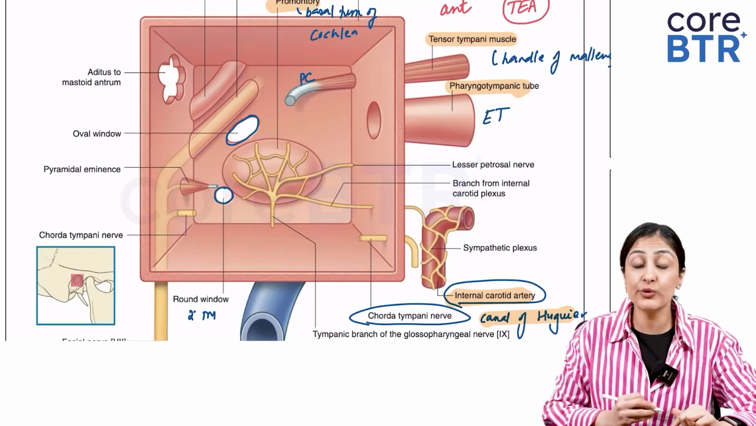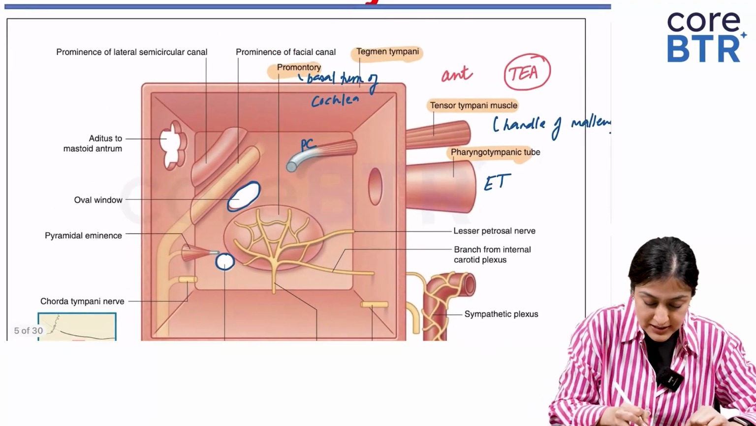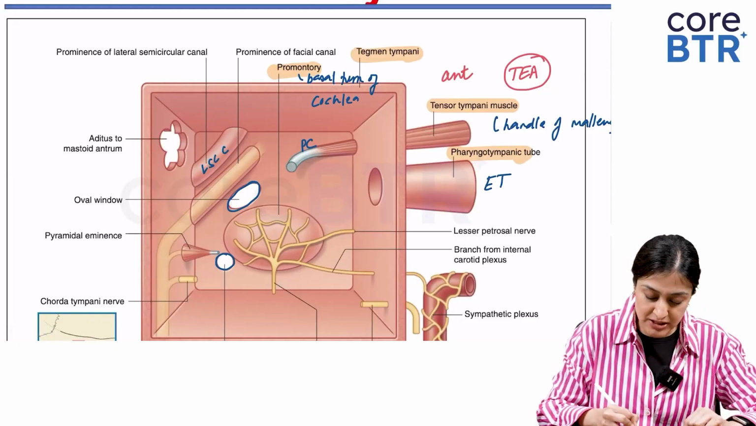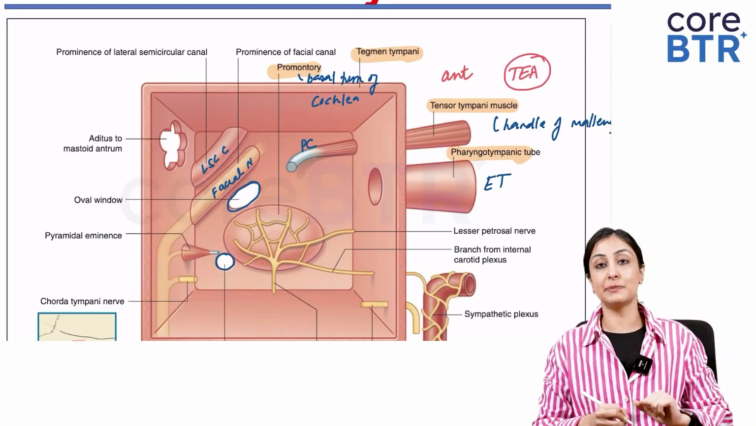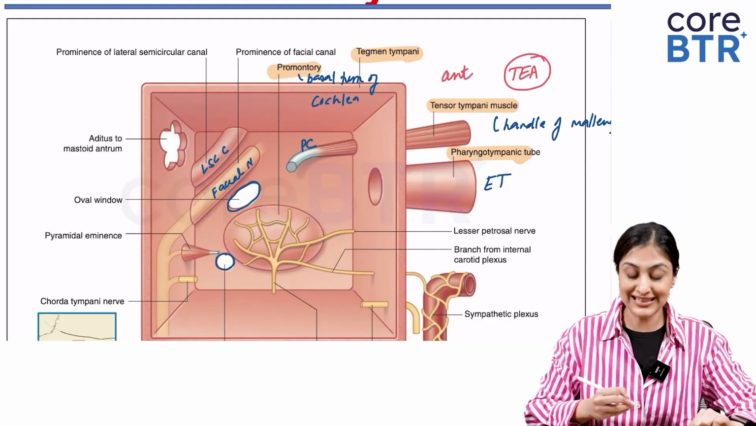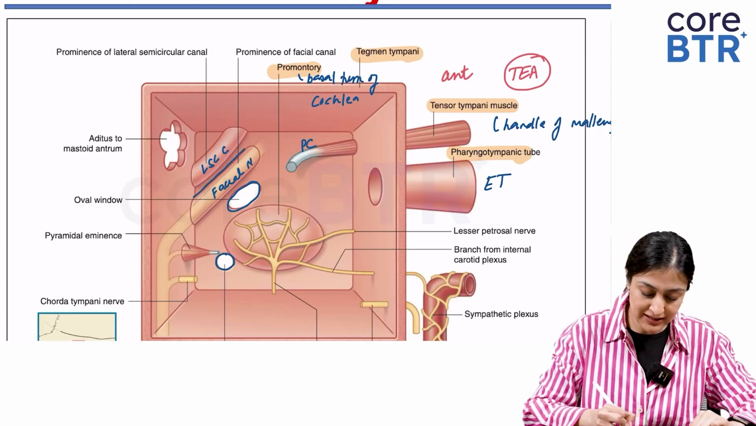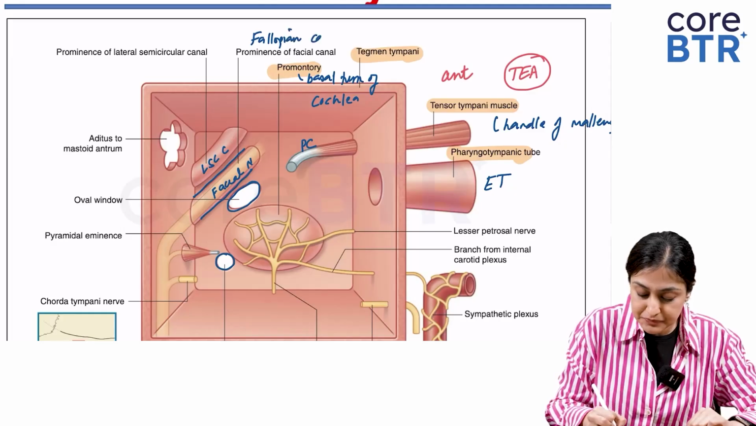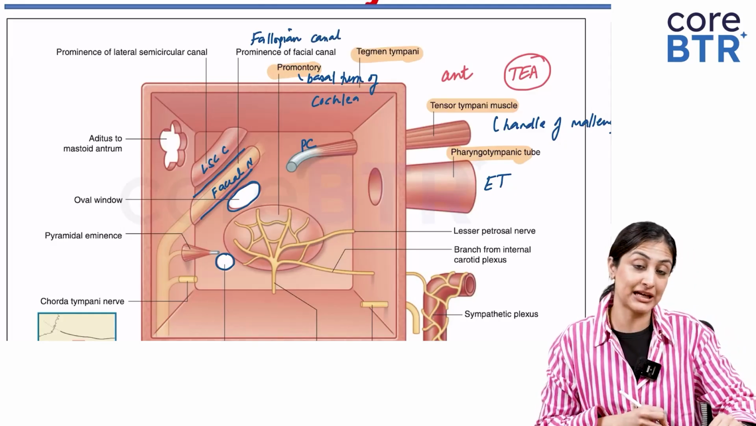Then I have two prominences. What are these two canals? So first is the lateral semicircular canal, and below it is the facial nerve, which is running in the medial part. So this is what is called the horizontal segment of the middle ear. So it is running horizontally, and this is running in the fallopian canal, the bony canal called the fallopian canal, right?